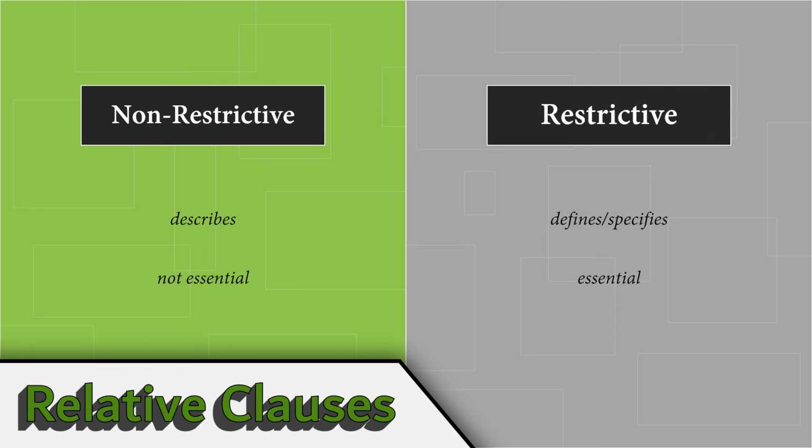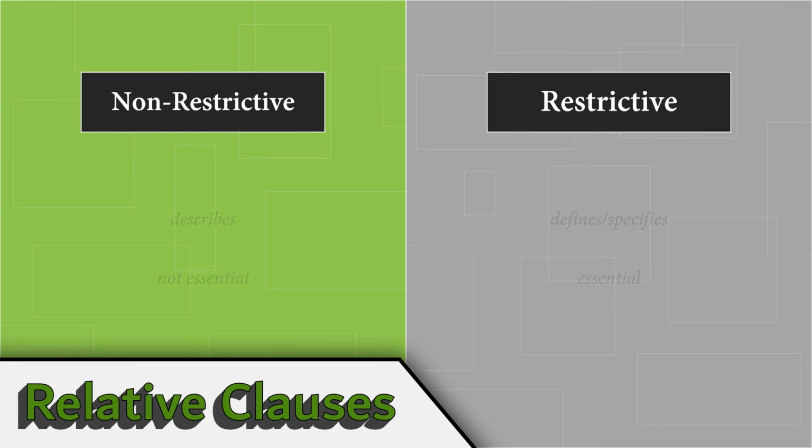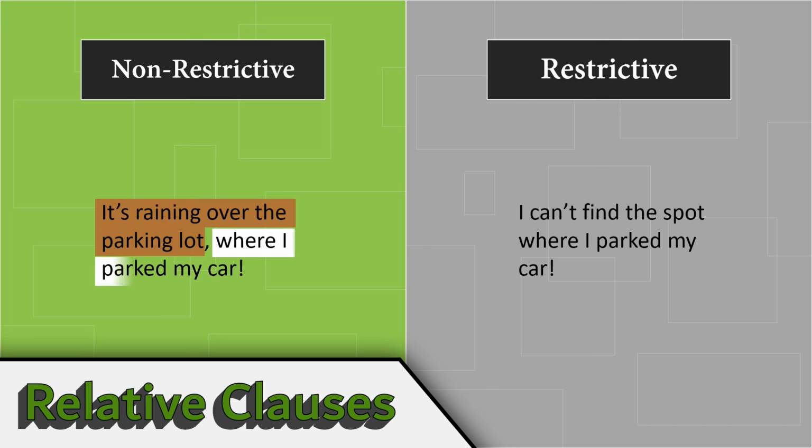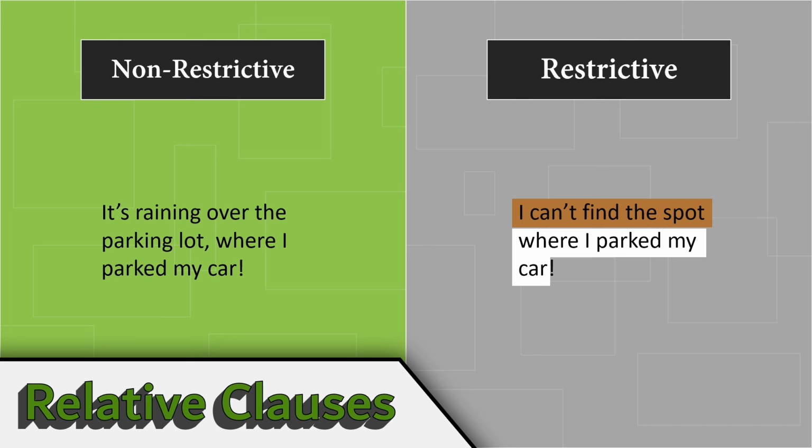Let's see these properties as they apply to relative clauses, with a new pair of examples. "It's raining over the parking lot where I parked my car," and "I can't find the spot where I parked my car." Again, the same modifier is in both sentences, but it's non-restrictive in the first sentence and restrictive in the second. In the first, the relative clause provides additional information. In this case, it reinforces the irritation of the speaker, but the main clause is clear enough with or without the non-restrictive relative clause. In the second sentence, the relative clause explains which parking spot the speaker is talking about. Since there are many parking spots in that lot, the sentence needs the restrictive relative clause to provide specificity and clarity.